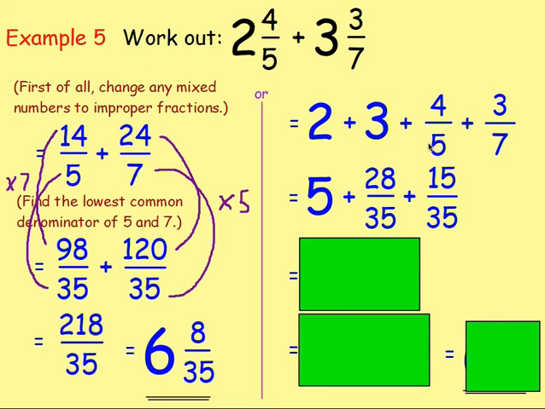We're changing the 5 to 35. How do we do it? We times by 7, so times the 4 by 7 as well. We're changing the 7 to 35, so how do you do that? You times by 5, so you times the 3 by 5 as well.